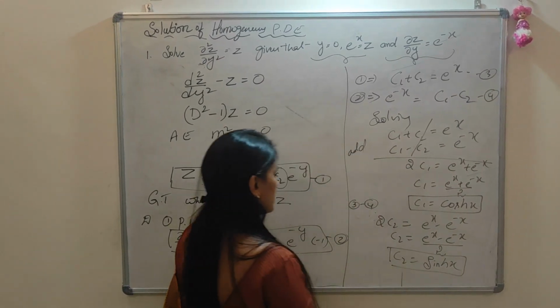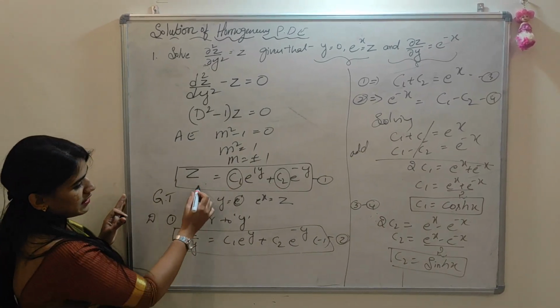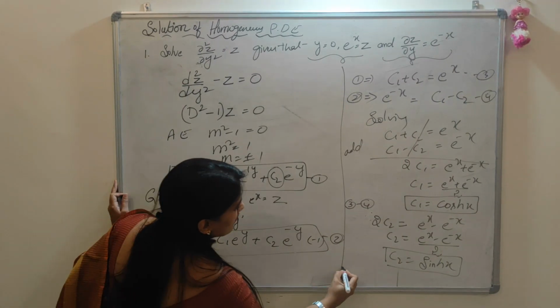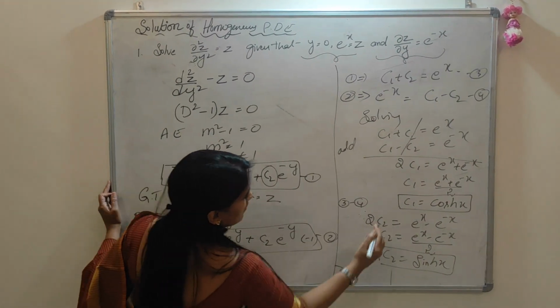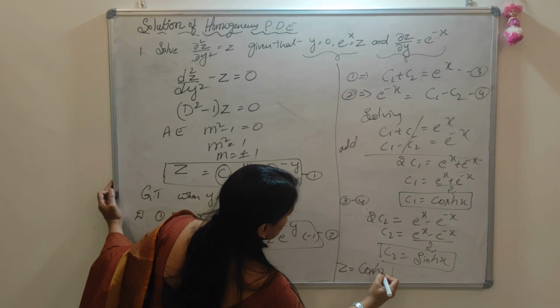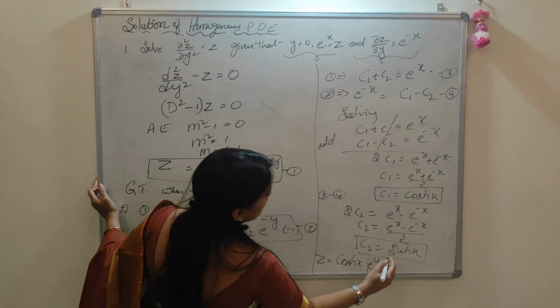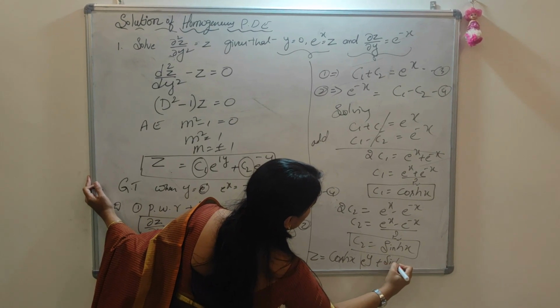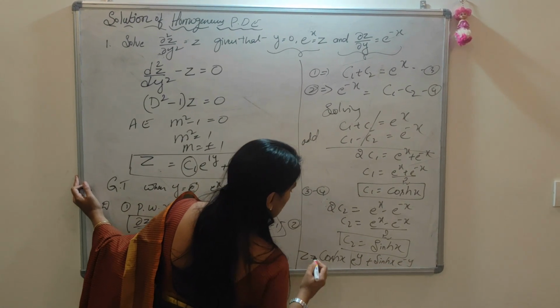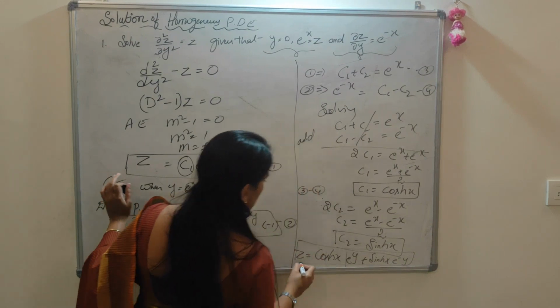So the solution is z is equal to c1, which is cosh x, into e^y, plus c2, which is sinh x, into e^(−y). This is our required solution.